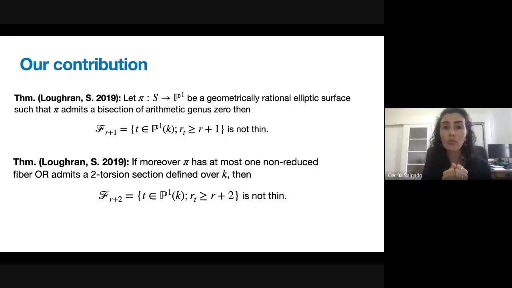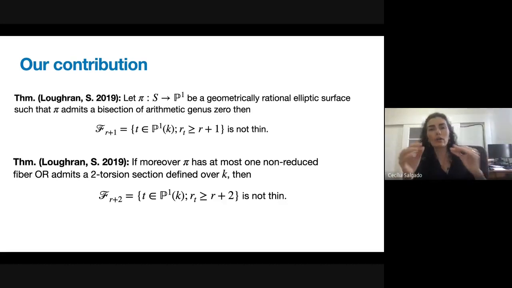And I suppose, so there is a hypothesis here, that I have a bisection to the fibration, which has arithmetic genus 0. Then I managed to show that the set F_{R+1} is not thin, so that the rank jumps in a set which is not thin. And moreover, if I suppose that the fibration has at most one non-reduced fiber, recall that, well, my fibration can have singular fibers. I mean, if I want to talk about rank variation, probably this is the nice case to think about. I have singular fibers.